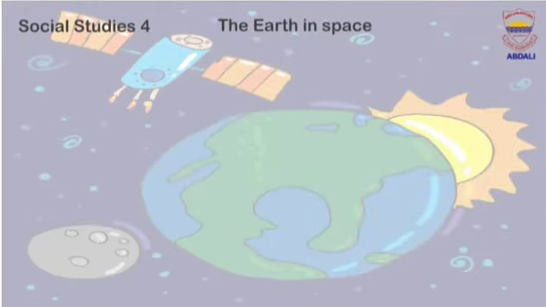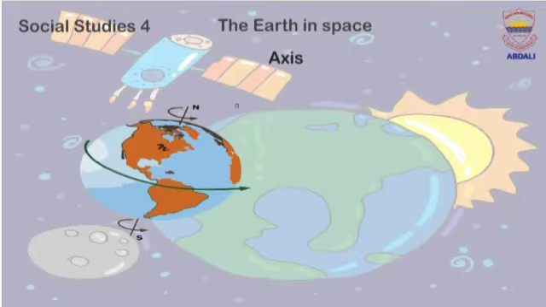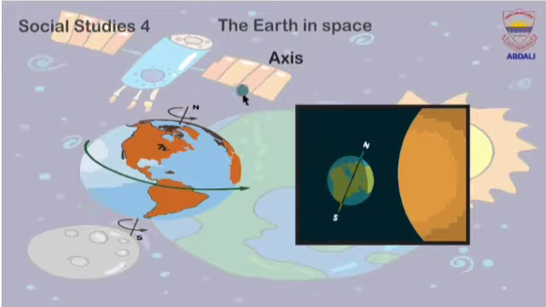Let me explain what is axis. Axis is an imaginary line that runs from the North Pole to the South Pole. Our Earth has two poles. One is the North Pole, another is the South Pole. An axis is an imaginary line that runs from the North to the South Pole through the center of the Earth.